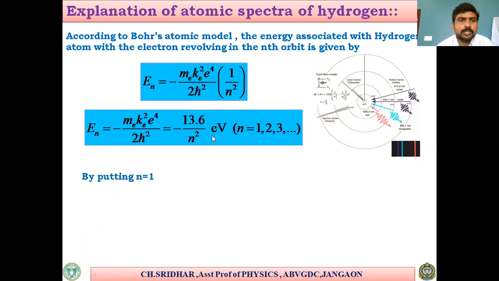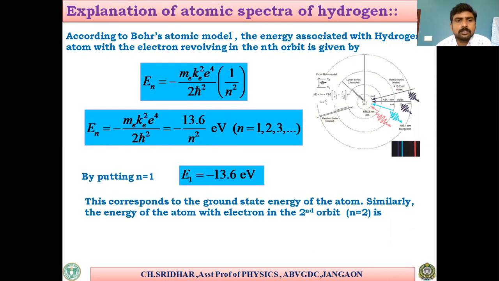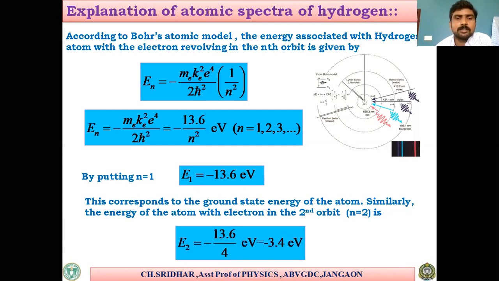When you substitute n equals 1, that gives the value of the first Bohr orbit, E1, equals minus 13.6 electron volts. This corresponds to the ground state energy of the atom. Similarly, if you substitute n equals 2, you will get E2, the energy of the second orbit, which is minus 13.6 by 4 electron volts, that is minus 3.4 electron volts.